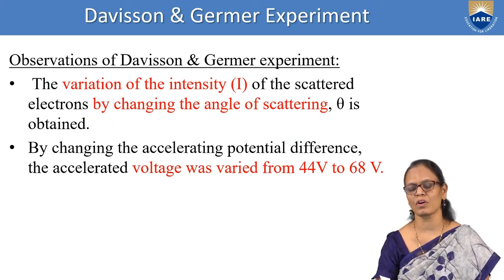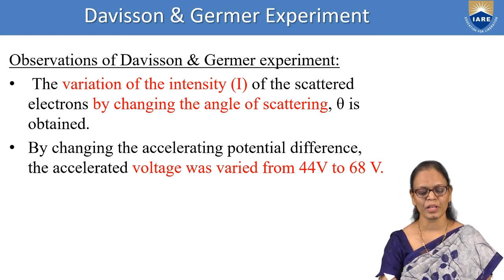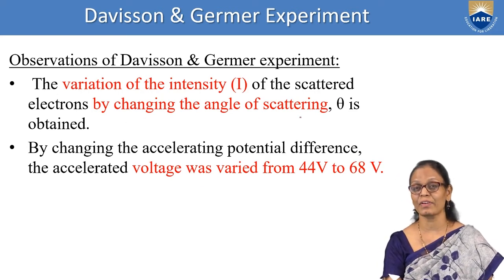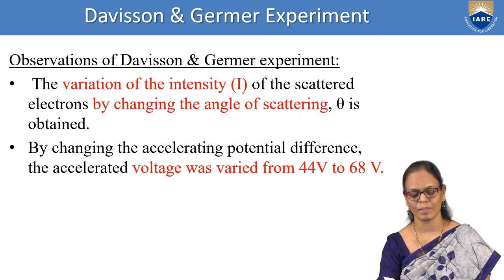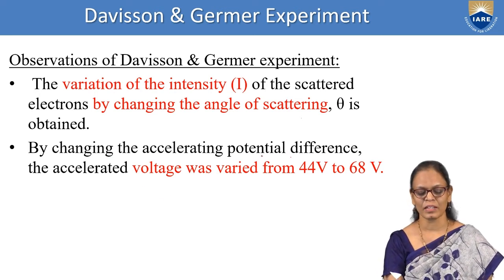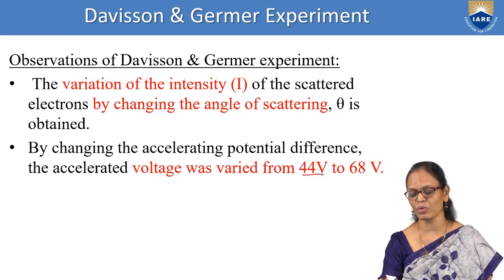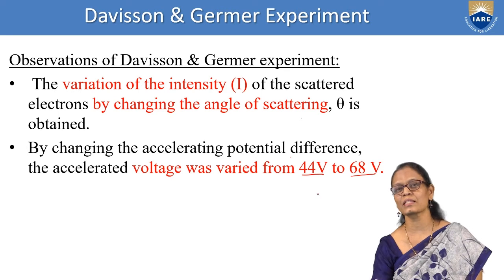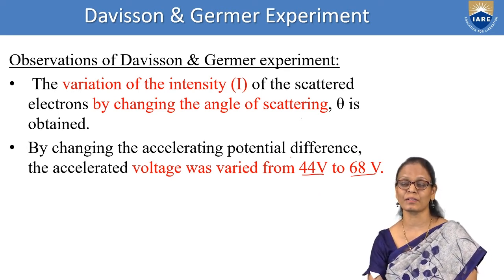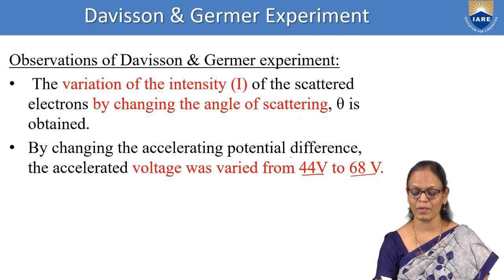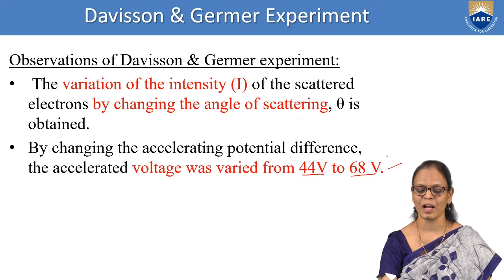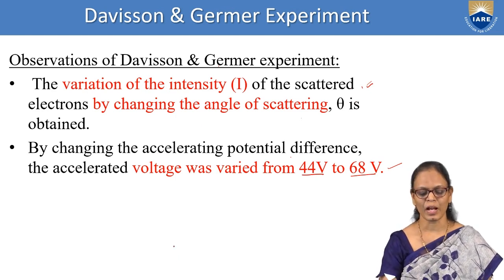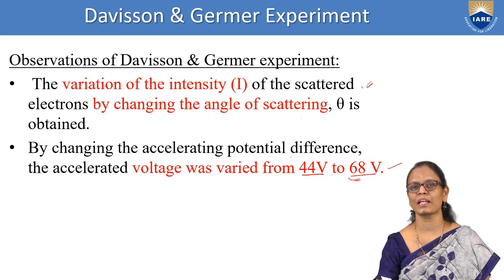Now, what are the observations of Davisson and Germer from this experiment? The intensity of the scattered electrons changed with the angle of scattering. If the angle varies, the intensity also varies. And the accelerating voltage was varied from 44 volts to 68 volts. So he was also varying the potential difference applied to the electrons, conducting the experiments with varying voltage and varying angles. He observed that as the angle varies, the intensity varies, and it also varies with the applied potential.